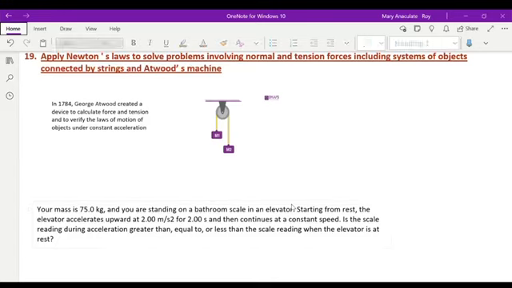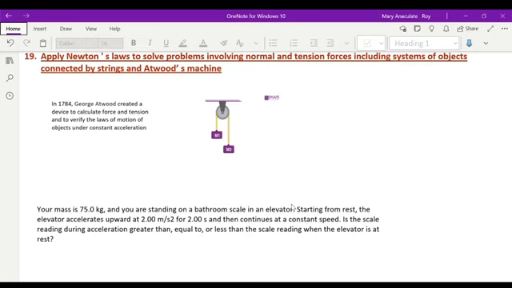Objective number 19. Apply Newton's laws to solve problems involving normal and tension forces, including systems or objects connected by strings and Atwood's machine. Now, this Atwood's machine might be a new term to you. You can read about it. I've given a small snippet.